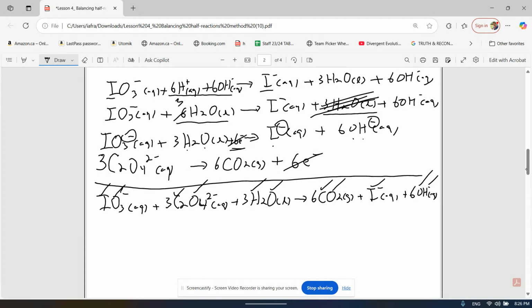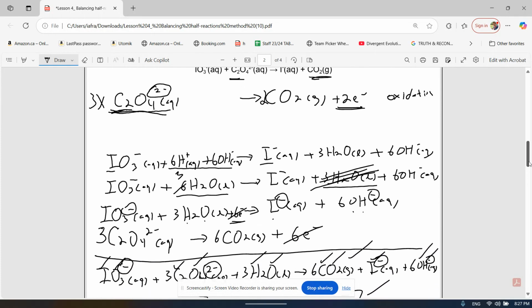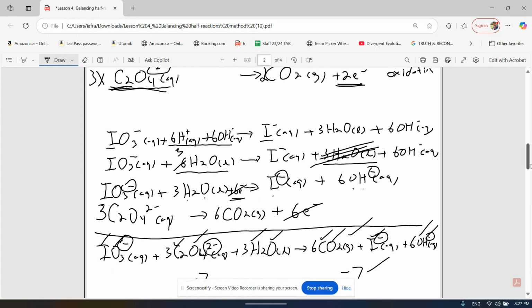Now charges, we have -1 and 3 times -2, it's -6. So we have -7. Here we have -1, -6, -7. So our atoms are balanced, our charges are balanced. This reaction has now been balanced under basic conditions. So the main difference between acidic and basic conditions for the half reactions method is that you have to add the same number of OH- to both sides that you added for the H+ in order to reflect that you're in basic conditions now.